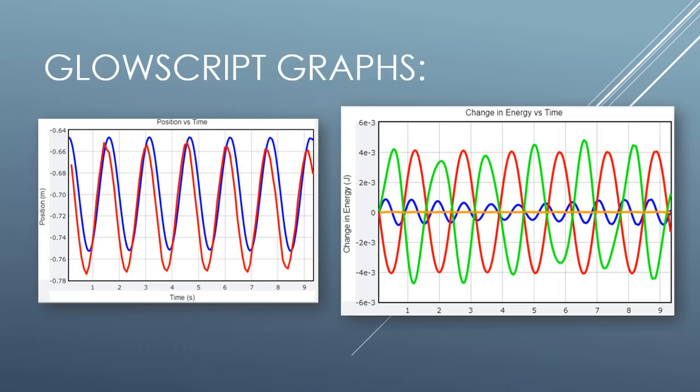These are the resulting graphs created by my code. The first graph, the position over time graph, shows the similarity between our actual and modeled positions, with our actual position shown in red and the model shown in blue.